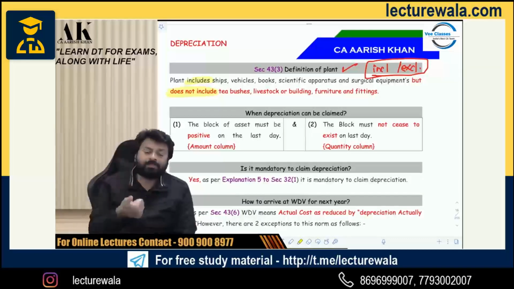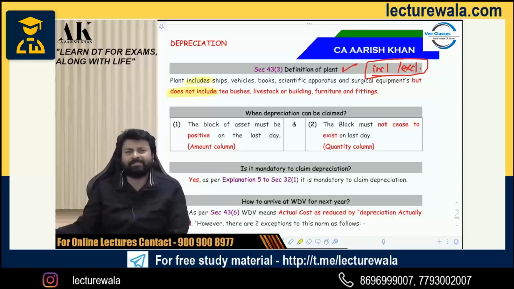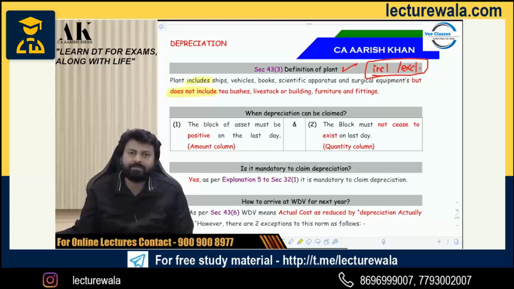Plant includes ships. Ships are plants, vehicles are plants, books are plants. We have to classify books somewhere. Books cannot be called furniture, building or machinery. Books can be called plant, the closest possible answer. So the government has given an illustrative list to us. Scientific apparatus is plant. Surgical equipment is plant. All these things are plants.